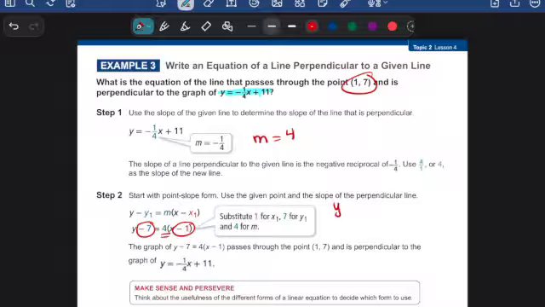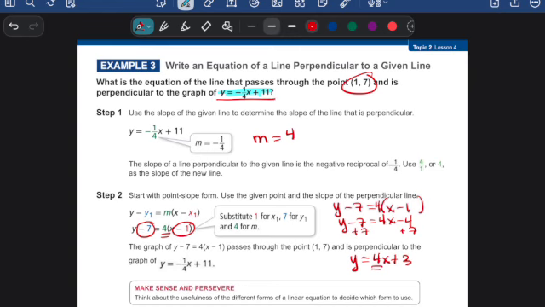So then if we want to turn this into slope-intercept form, we just distribute the 4. I'd get 4x minus 4. Then I would add 7 to both sides. I would get y equals 4x plus 3. So there's my slope. That's a negative reciprocal. That's the equation in slope-intercept form of a line that is perpendicular to the original line they gave us.